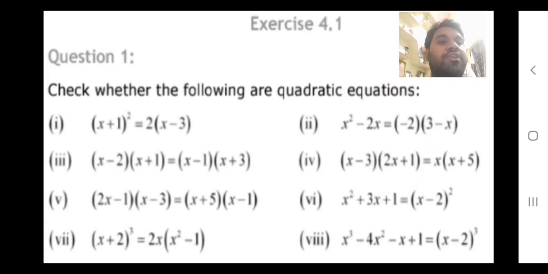So for the introduction, this exercise was there to check whether the following are quadratic equations or not. You have to solve both the sides and form a single equation, and then check whether the x square term is there or not. If the x square term is there, then it is a quadratic equation. The highest power should be 2. It is not like that if the x cube term is also there and the x square term is also there. A polynomial with degree 2 is a quadratic equation.